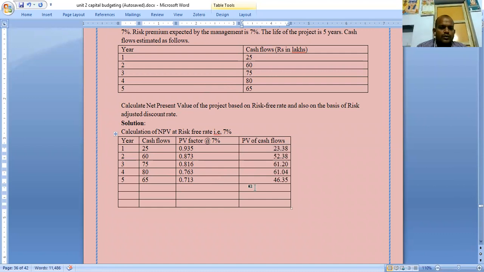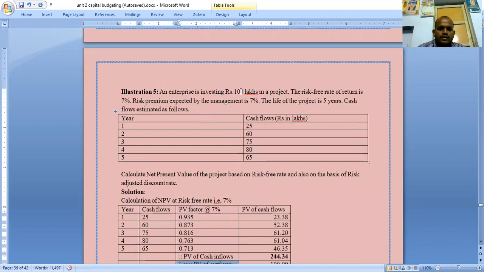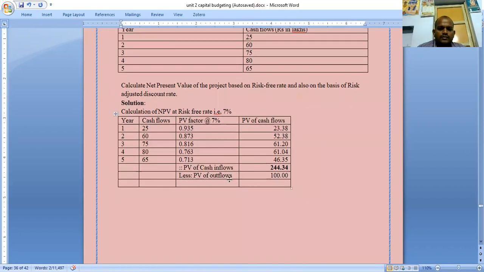So total present value of total cash inflows is 244.34 lakhs, less PV of outflows, that is 100 lakhs. See here, PV of outflows 100 lakhs. So that NPV is 144.